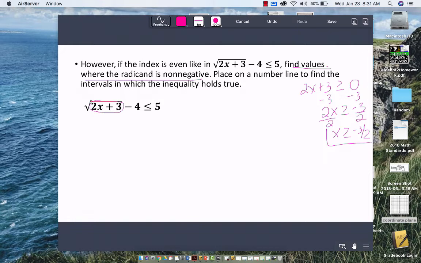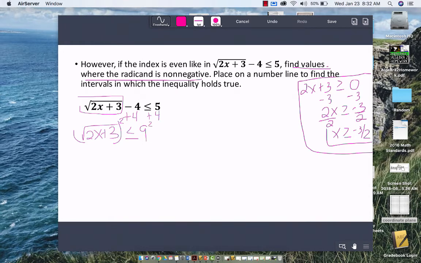So once we did this, this is what I call the side work. We're going to leave it and forget about it for now. We're going to come back here to hopefully a nice clean problem, and we're just going to start by isolating the whole radical. So in this case, we're only adding 4 to both sides. So I have the square root of 2x plus 3 is less than or equal to 9. To undo this square root, the only thing we know to do is to square both sides. That gives me 2x plus 3 is less than or equal to 81.